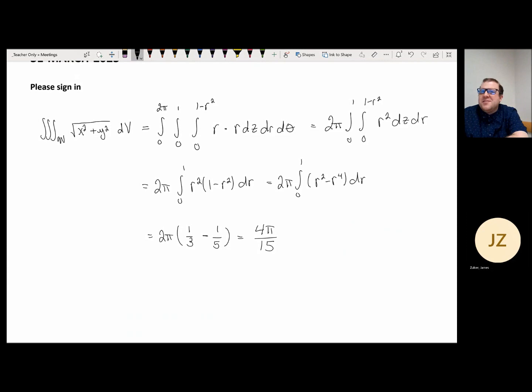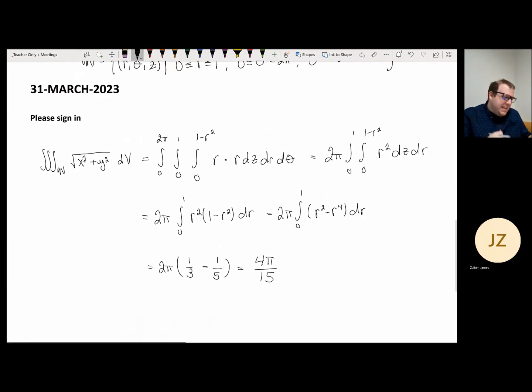Well, that was easy. The setup was difficult. What you're going to notice is that setting up an iterated integral is the most difficult part of multiple integration. The actual evaluation itself is typically very simple.